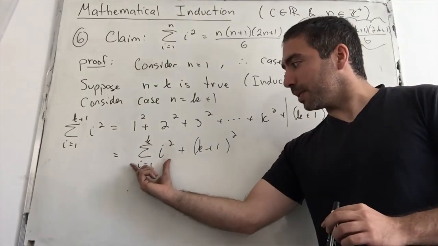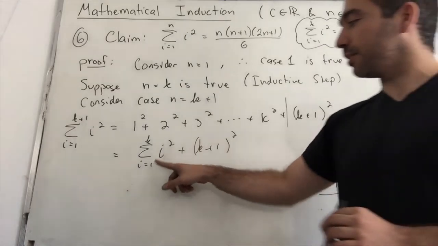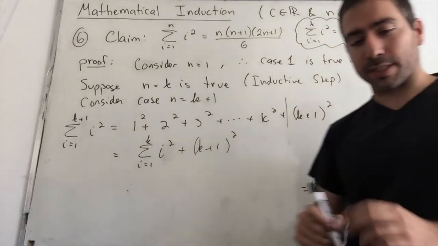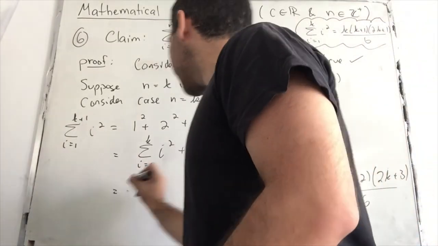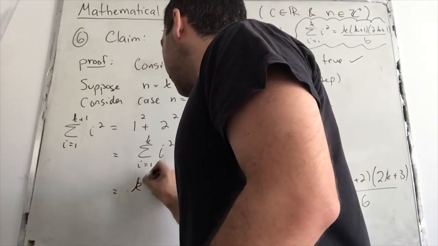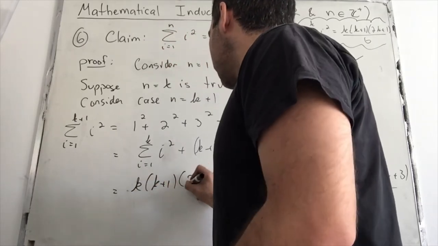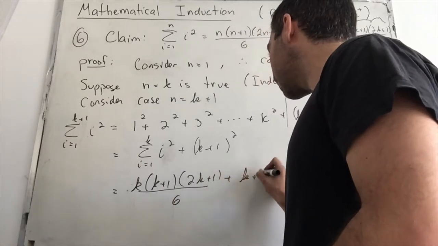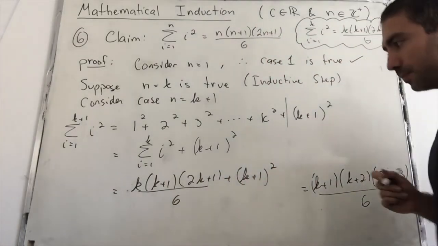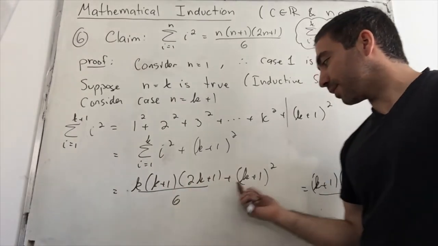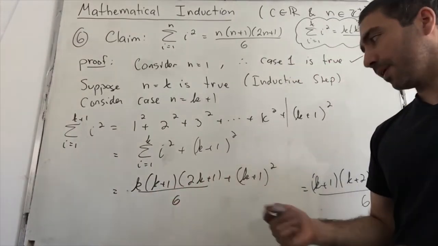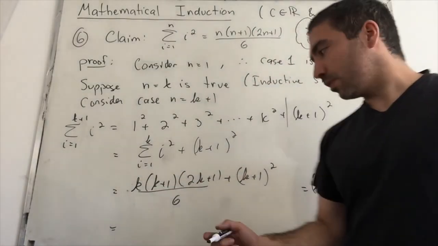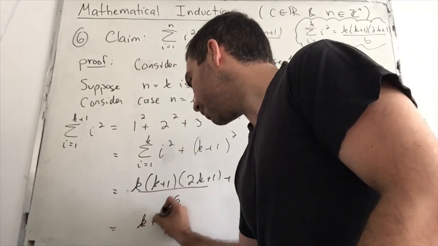The reason we do this is because we assumed this to be true. We know that the sum from 1 to k of i squared up here is this thing here. So let's replace that in. Substituting that in, because we assumed it to be true, we get k times k plus 1 times 2k plus 1 over 6 plus k plus 1 squared. Now what we could do is factor out a k plus 1 from the first term and the second term. I always go for factoring. If you wanted to distribute, you could do that as well. I think factoring is easy.